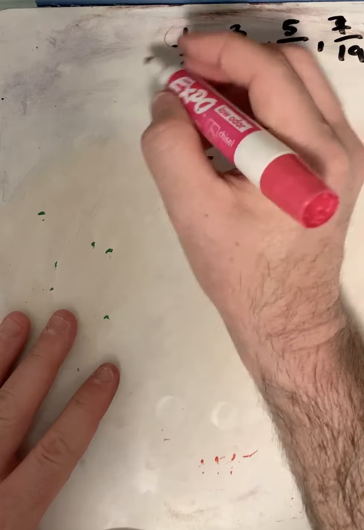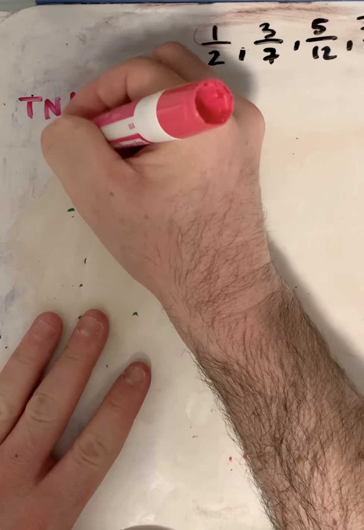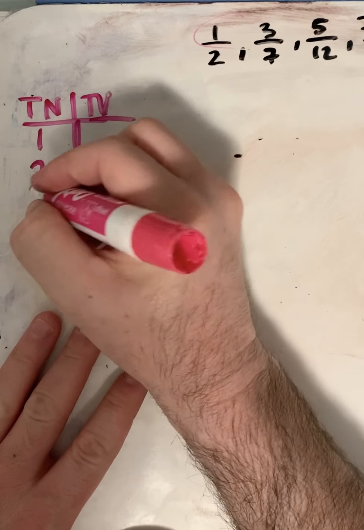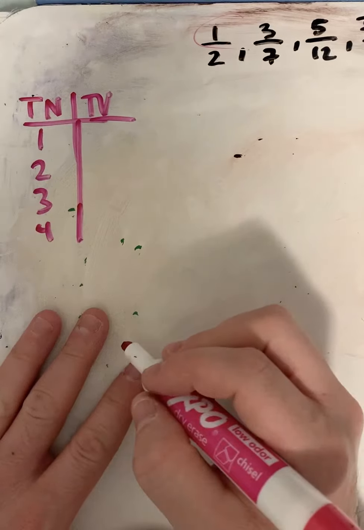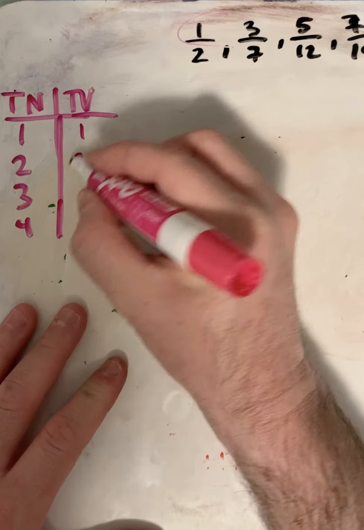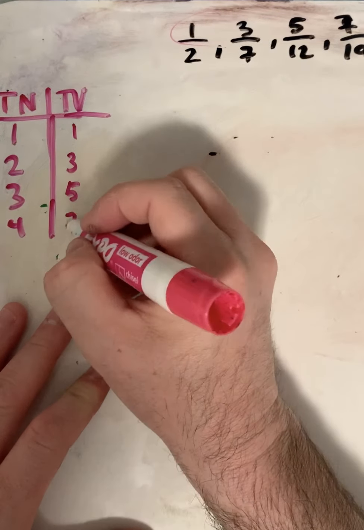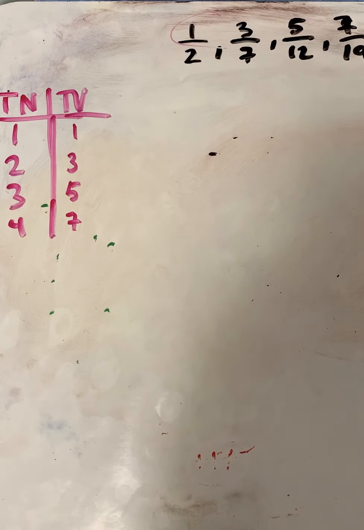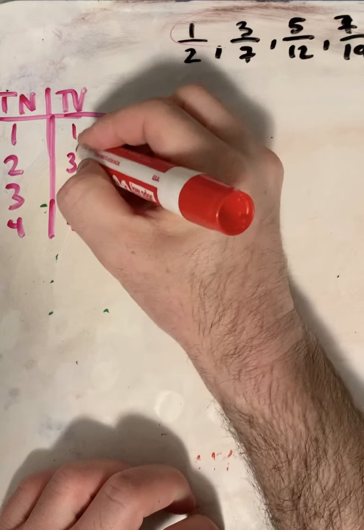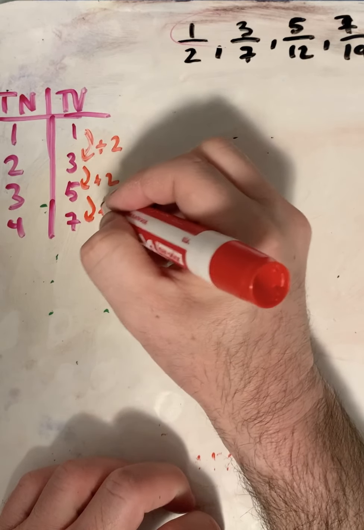So we're going to take these numerators and create a chart. Term number and term value. We have 4 numbers in our chart. The first number is 1, the second number is 3, the third number is 5, right? I'm just taking the numerators right now, and the fourth number is 7. I'm going to look at what the growing pattern is, because it is growing. And I noticed that it's growing by 2, by 2, and by 2.